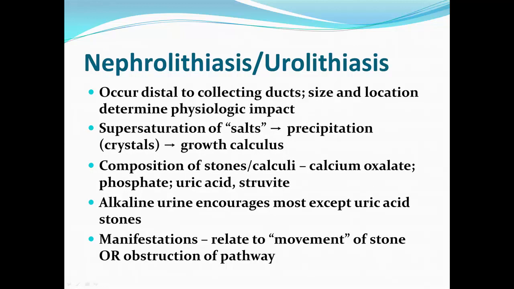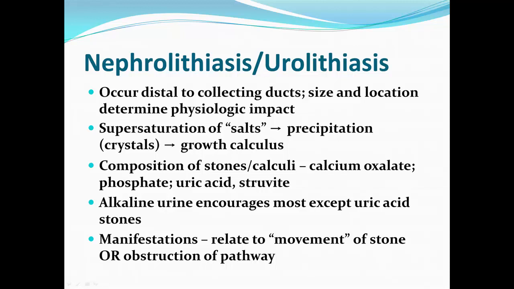So let's start off by talking a little bit about stone disease or nephrolithiasis, even urolithiasis. Nephrolithiasis would be in the kidney itself, while urolithiasis is when that stone has now passed into the urinary drainage system. These are important concepts. For the most part, nephrolithiasis or urolithiasis is something that happens as we are adults. However, we're seeing an increased incidence of kidney stones in the late teens, and especially in African American females. Kidney stones occur distal to the collecting ducts, and the size and the location actually determines the physiologic impact.